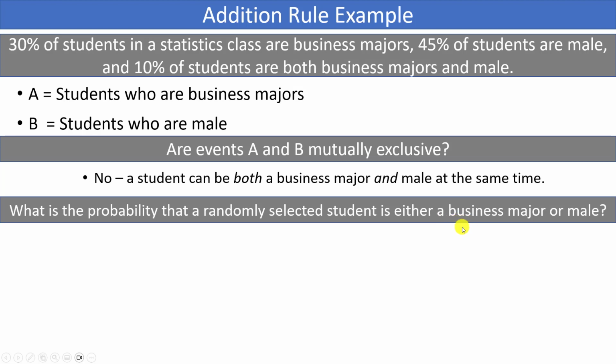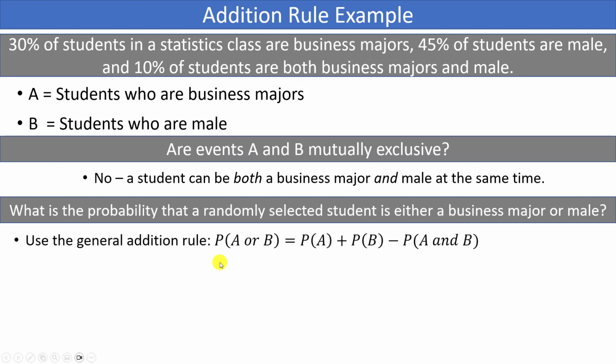What is the probability that a randomly selected student is either a business major or male? Well, since we do not have mutually exclusive events, we have to use what is called the general addition rule. The probability of A or B is equal to the probability of A plus the probability of B minus the probability of A and B. This is like we have overlapping circles, and if we just added these two things together, we'd actually be double counting the overlap, so we need to subtract it.